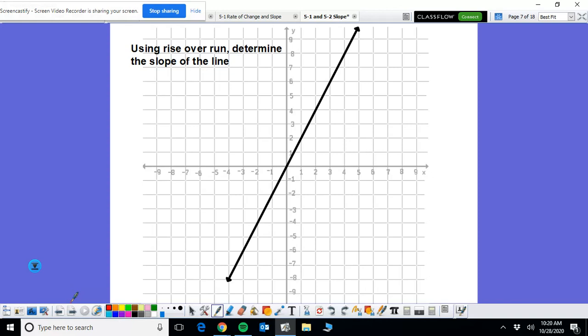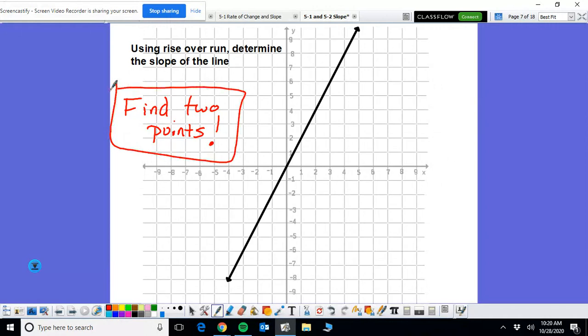Find 2 points. I'm going to write this down. Find 2 points. Always find 2 points. So get in the habit of immediately seeing a graph and looking for 2 points.